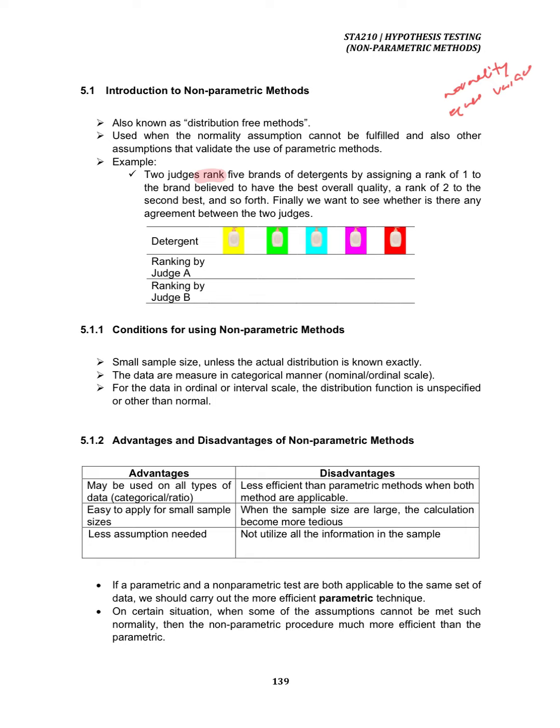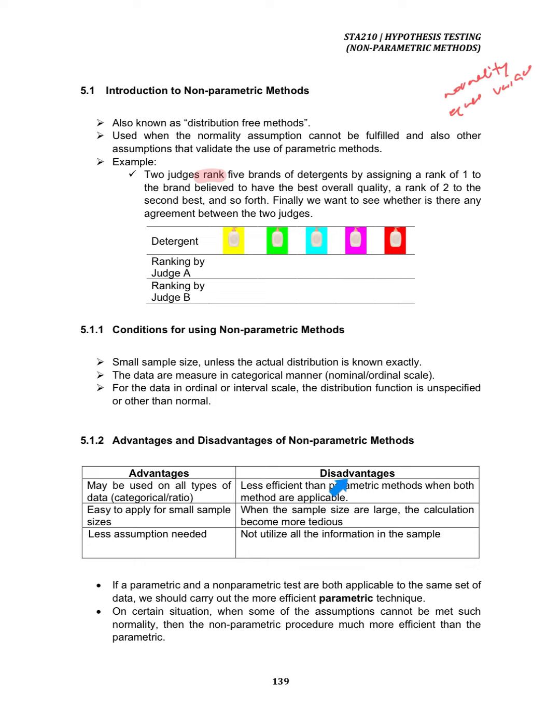In terms of the advantages, it may be used on all types of data, either categorical or ratio, and it is easy to apply because it involves small sample sizes, and fewer assumptions are needed in order for us to conduct the non-parametric method. Compared to the parametric method, there are several assumptions that we need to fulfill before we conduct the hypothesis testing.